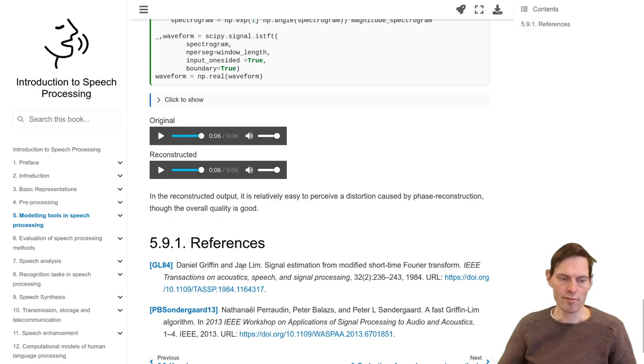The name Griffin-Lim for the algorithm comes from the original authors, Daniel Griffin and Jae Lim, their paper from the 80s. This original algorithm is a simple version, and what people usually use is a fast Griffin-Lim. It's also rather simple; actually the algorithm above is more or less the fast version of it.